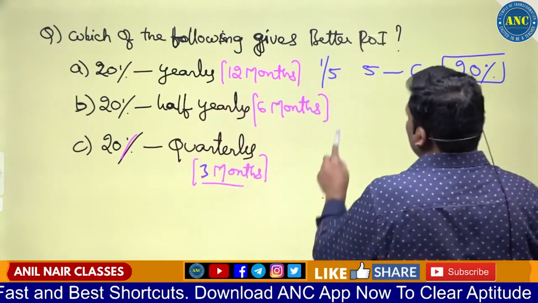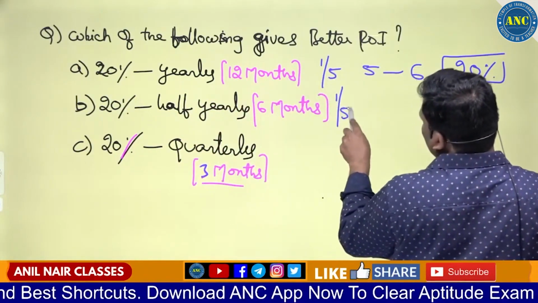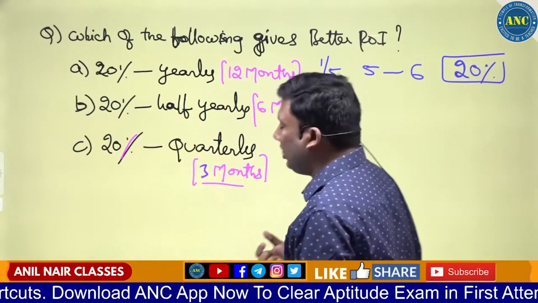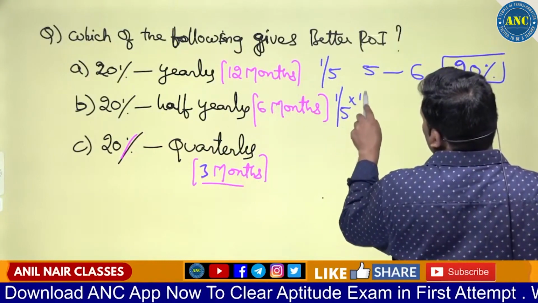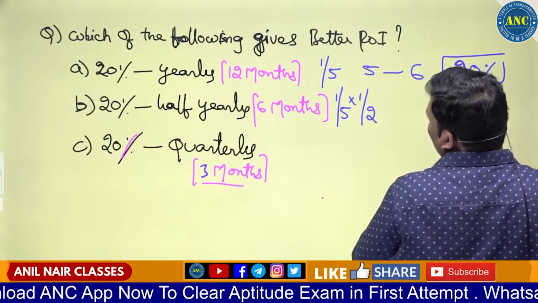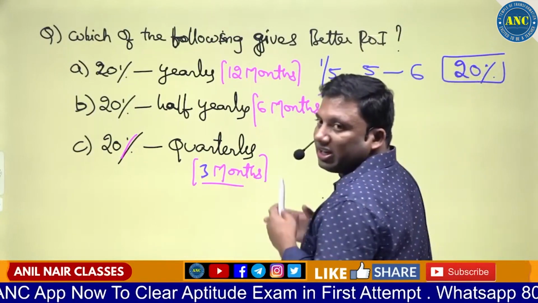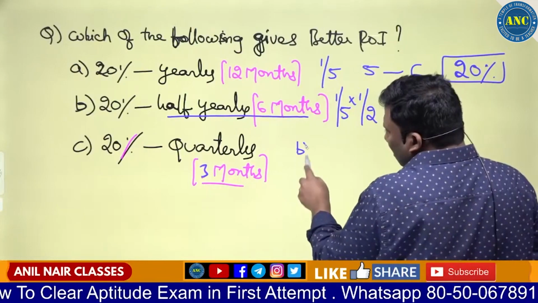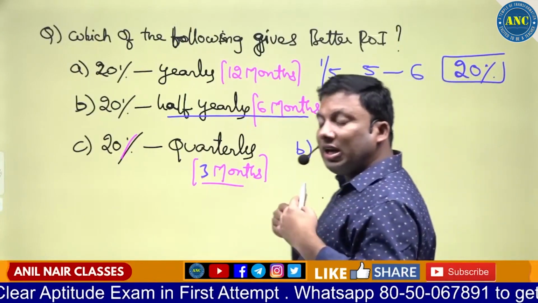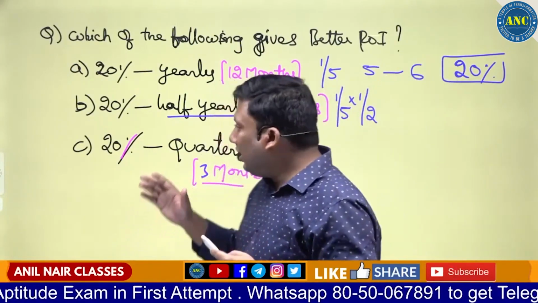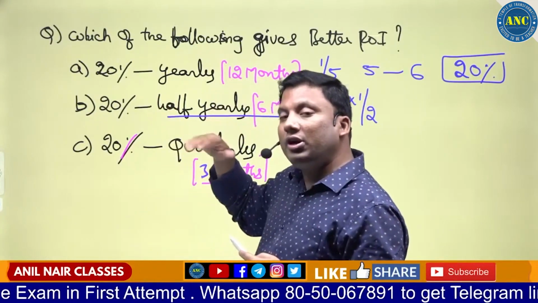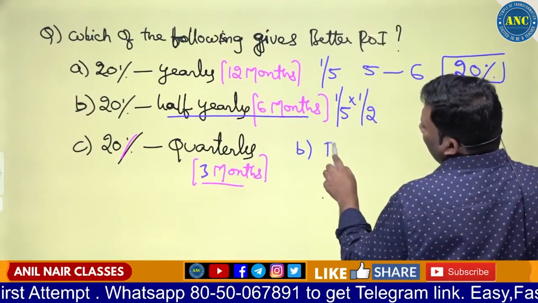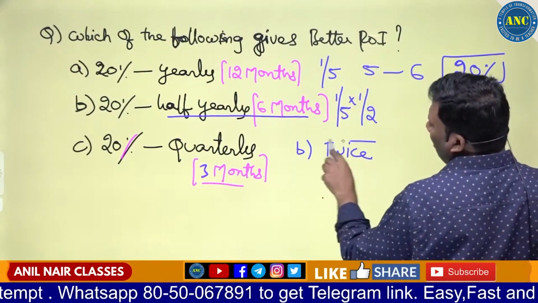20% half yearly. 20% is 1 by 5. For 12 months it is 20%. For 6 months it is half, 1 by 10. That means it is compounded half yearly. Instead of doing 20% yearly, I did compounding every 6 months. That means twice I will do it.